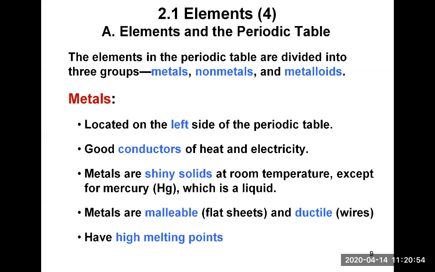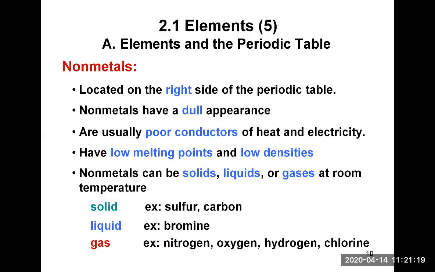Metals are malleable, which means you can hammer them into flat sheets of metal. Metals are ductile, which means you can pull them into wires or pipes and tubes. Metals have very high melting points. So that's the properties of metals.